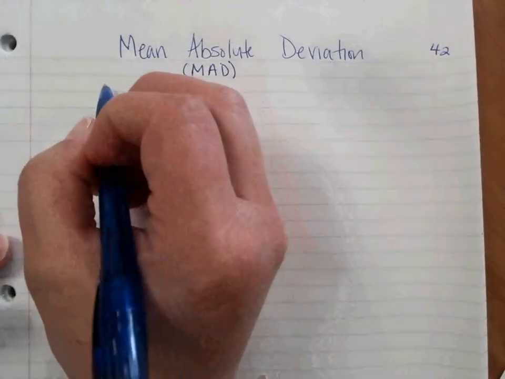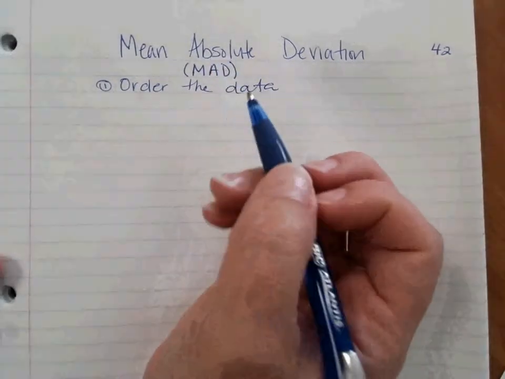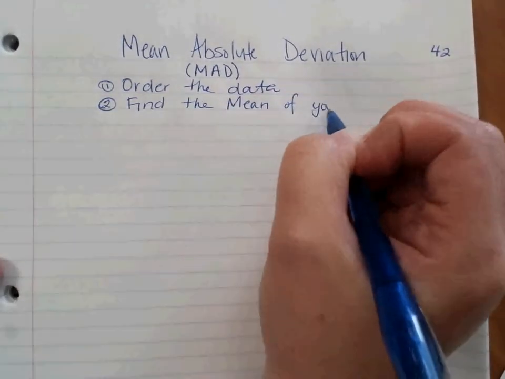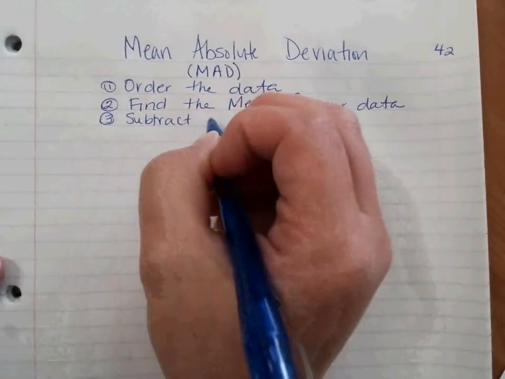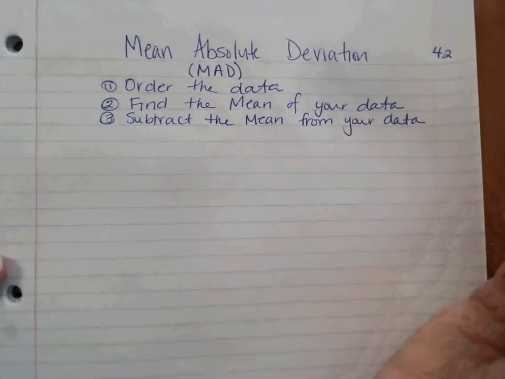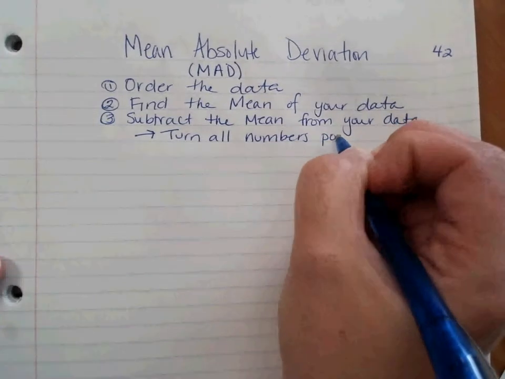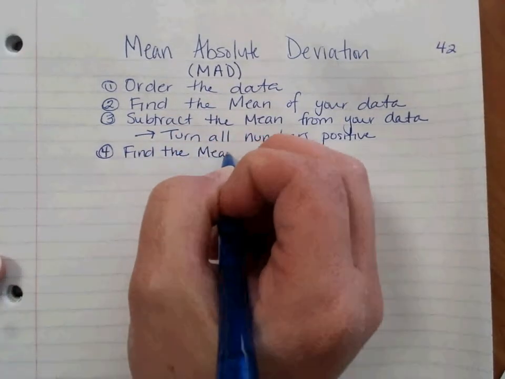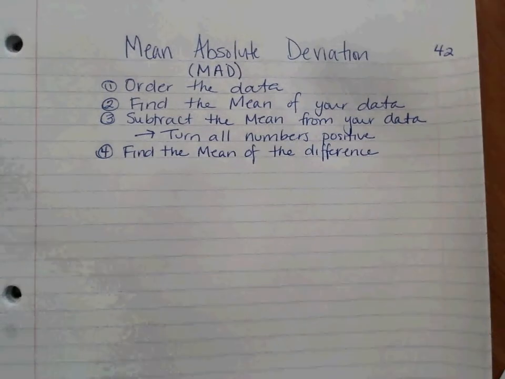So the steps for MAD are: one, I always like to order the data from least to greatest. Then you're going to find the mean of your data. Then you're going to subtract the mean from your data. Turn all numbers positive. And then you're going to find the mean of the differences. So when you just subtracted, you're going to find the mean of those numbers that you just subtracted.